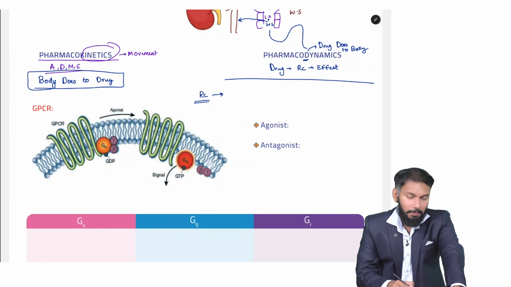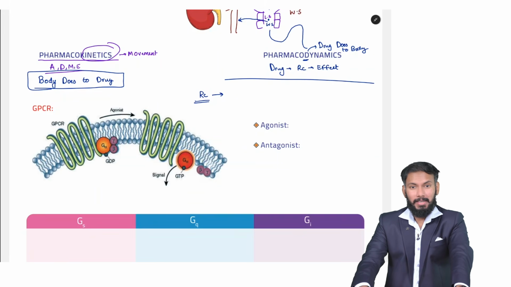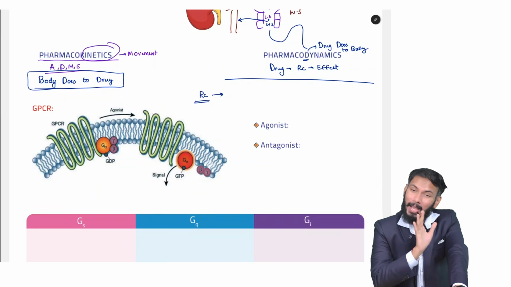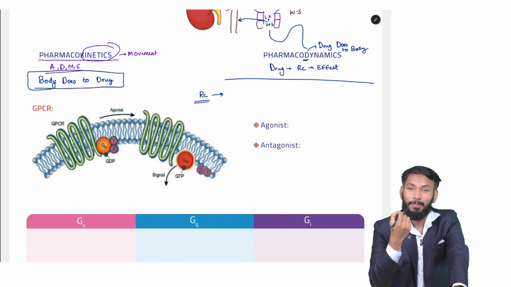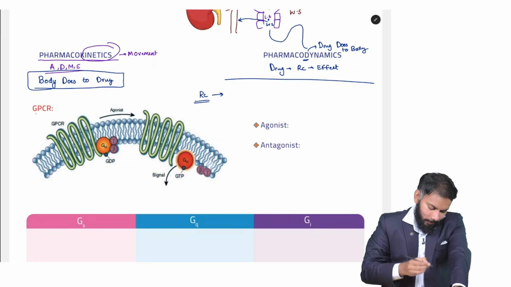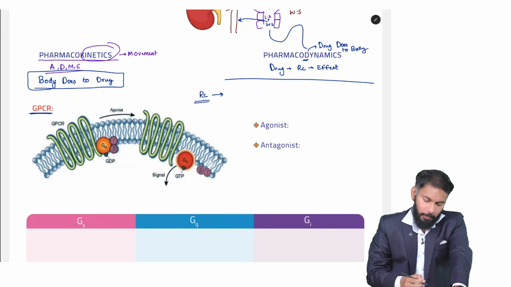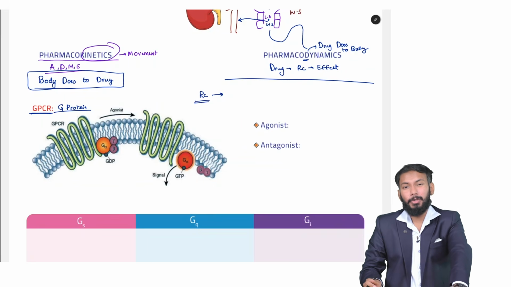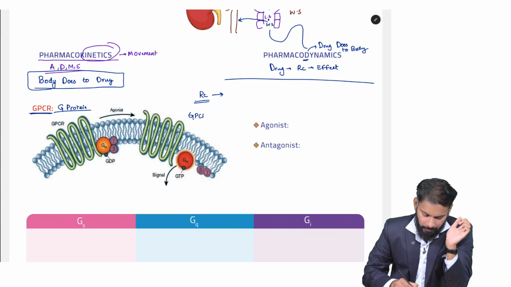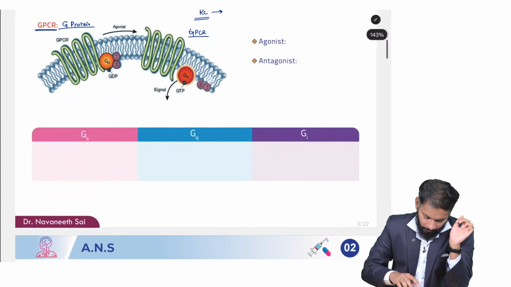Now, receptors are of many types. We have ionotropic receptors, cytoplasmic receptors, nuclear receptors, and metabotropic receptors. Of all of these, the most important one that I want you to understand for pharmacology is the metabotropic receptor, also known as GPCR. GPCR means G protein coupled receptor. I am not going to tell you in a lot of detail, but what I want you to understand is GPCRs are of three types. They are GS, GQ, GI.